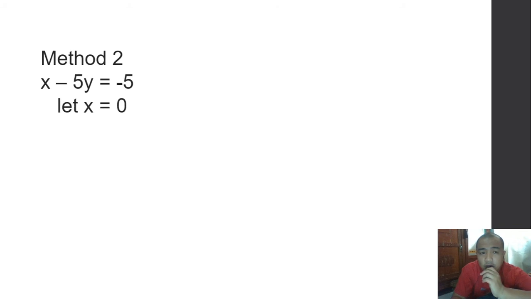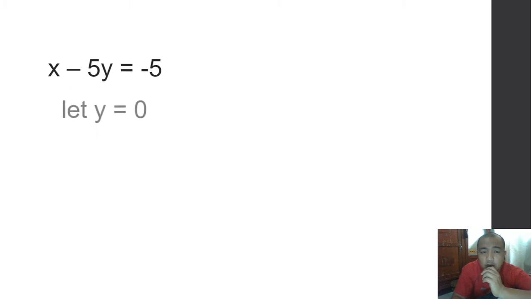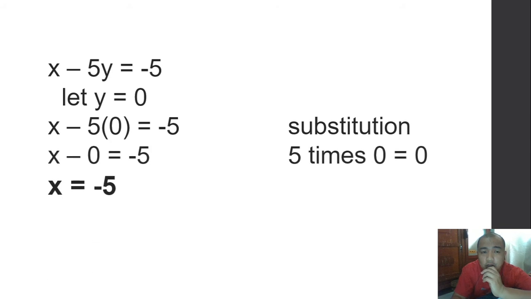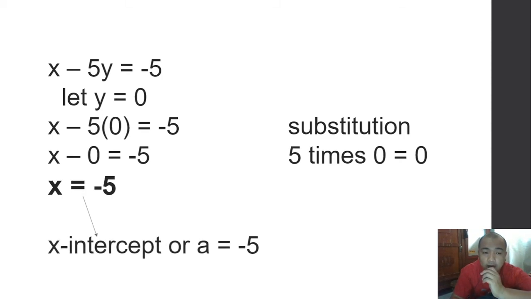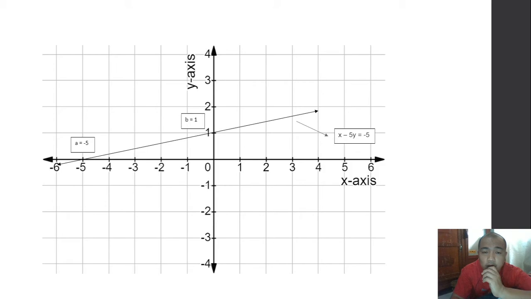Let x equal 0 when we solve for the y-intercept. Substitute in x minus 5y equals negative 5. y equals 1 is the y-intercept, or b equals 1. When we solve for the x-intercept, we let y equal 0 by substitution to x minus 5y equals negative 5. x equals negative 5, therefore that is the x-intercept, negative 5 or (negative 5, 0). Okay. This is the graph of x minus 5y equals negative 5, where the x-intercept is negative 5 and the y-intercept is positive 1.